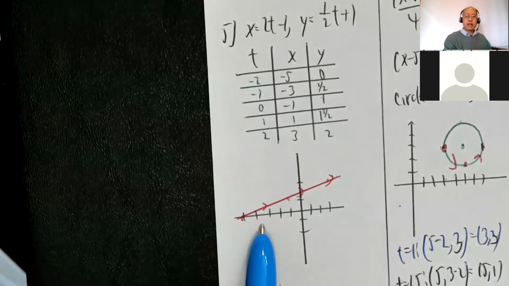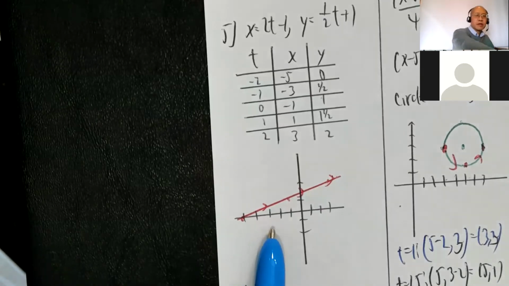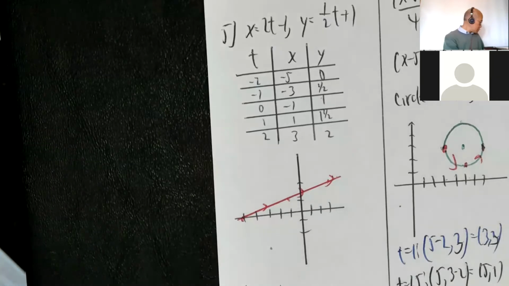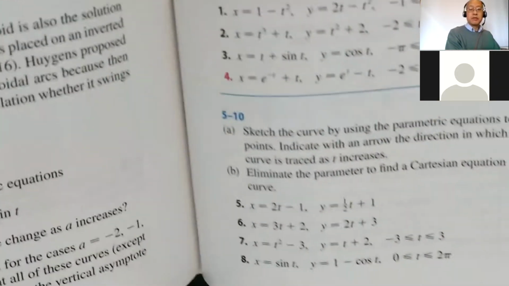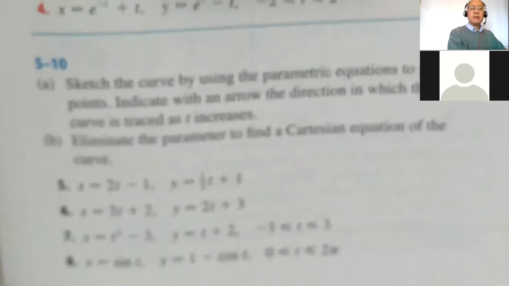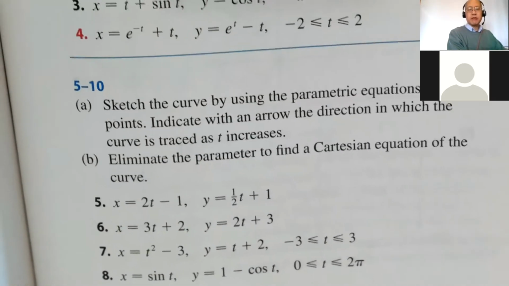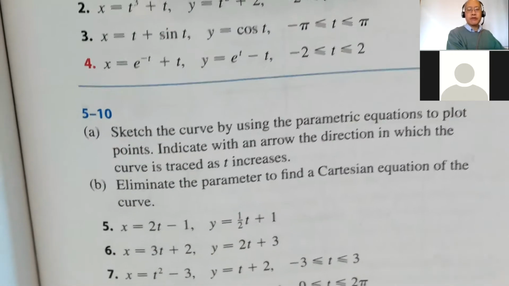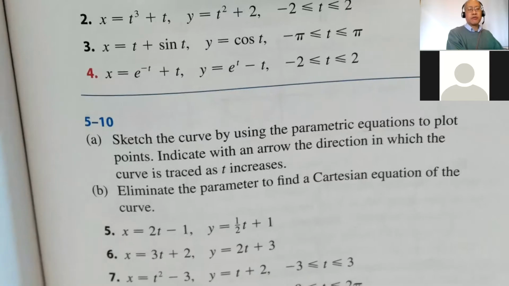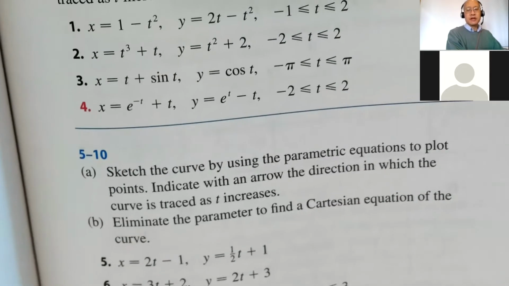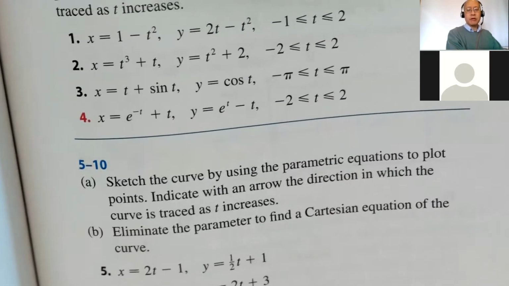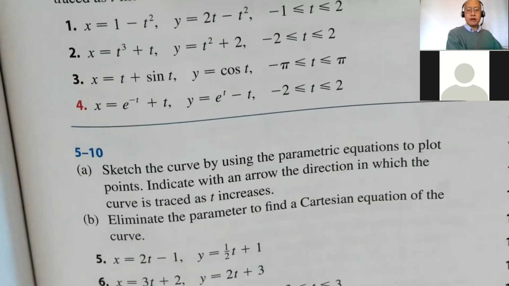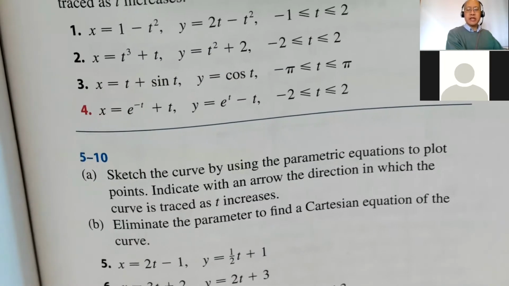Can I prove it's a straight line? In this case, yes. So the second part of the problem, part B, eliminate the parameter. So what's the parameter? T. It's the extra variable, right? We're used to having x and y. So what's this t stuff, right? So t is called the parameter. It's an extra variable. We're trying to get rid of it now to find a Cartesian equation of the curve. That means just x and y, no more of this t stuff.